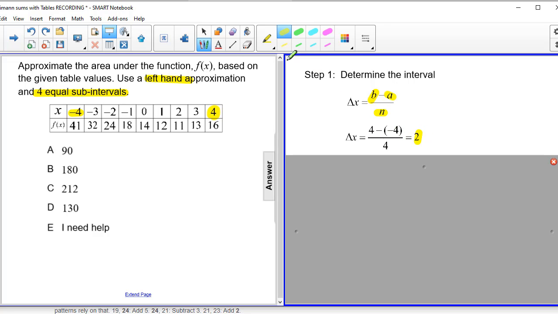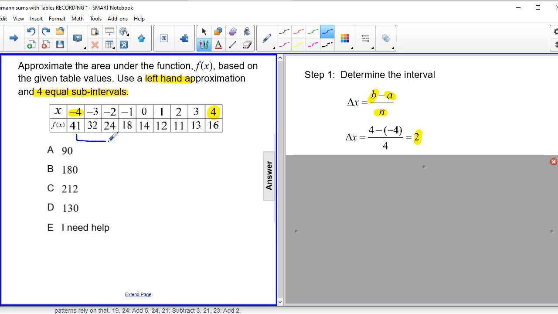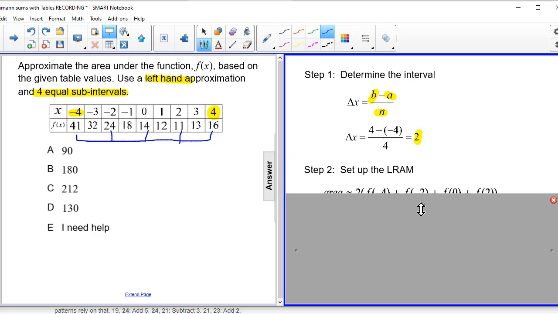which gives us delta x is 2. So just to give you a visual on the table, the entire table starts at -4 and ends at 4, but the subintervals are going to be at every 2. So we go over 2 and create our subintervals, and you'll notice that we have 4 subintervals. Our next step will be to set up our LRAM, left-hand approximation.